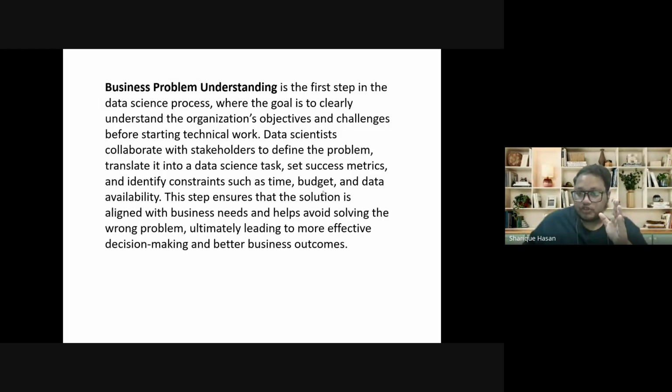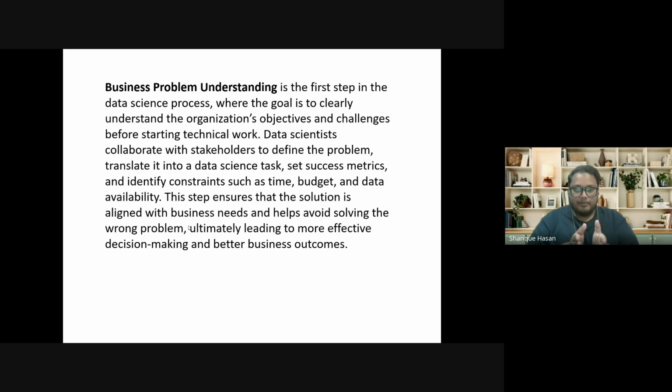And data availability is also a problem. If you want a solution, but you don't have data for that part, it will be very difficult to find the solution. These steps ensure that the solution is aligned with business needs and help avoid solving the wrong problems.